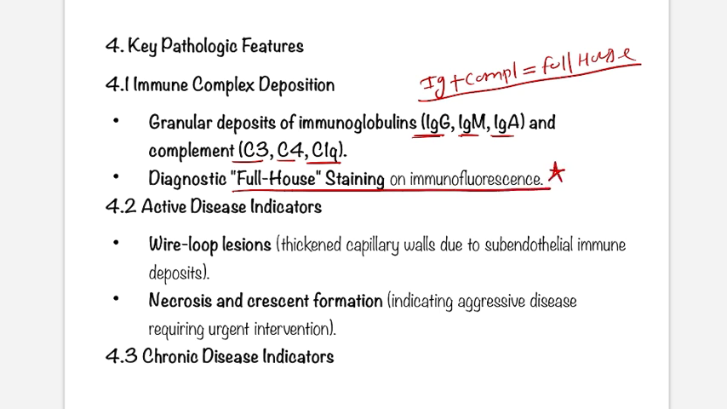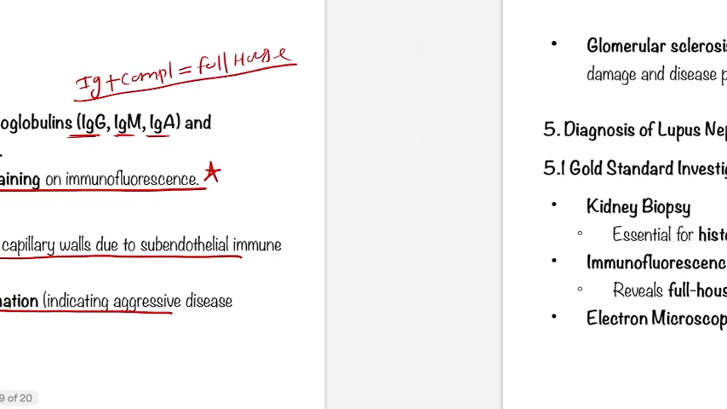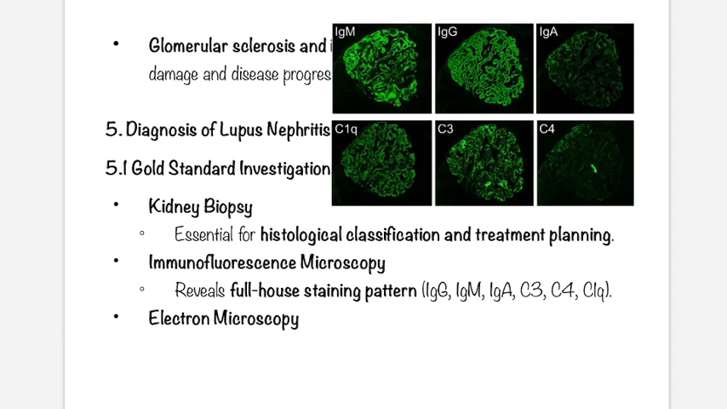So what are the indicators of active disease? Wire loop lesions: thickened capillary walls due to subendothelial immune depositions. These are wire loop lesions, and these are actually active disease indicators. Necrosis and crescent formation indicate aggressive disease requiring urgent intervention. The chronic disease indicator is glomerulosclerosis. As we are able to see, this is actually the full house effect. Full house effect. So this is full house.